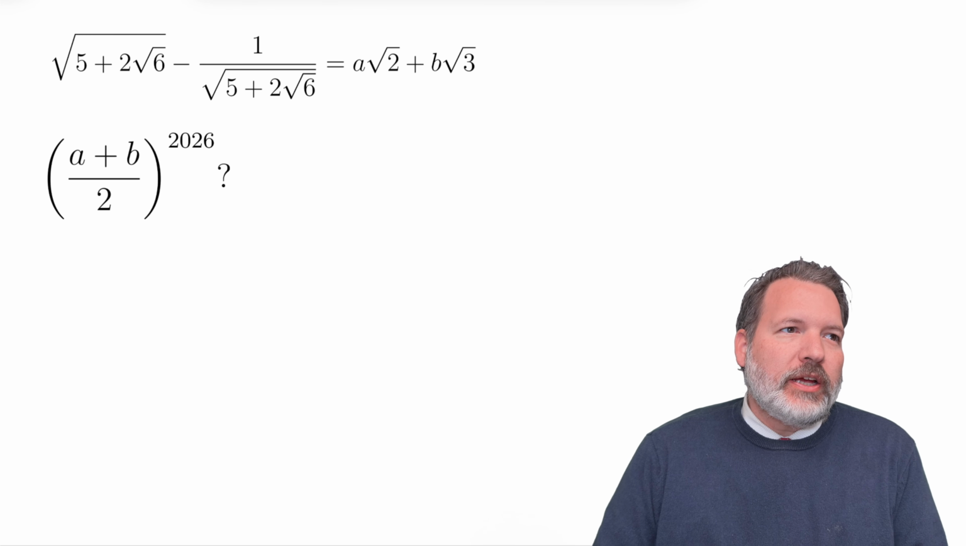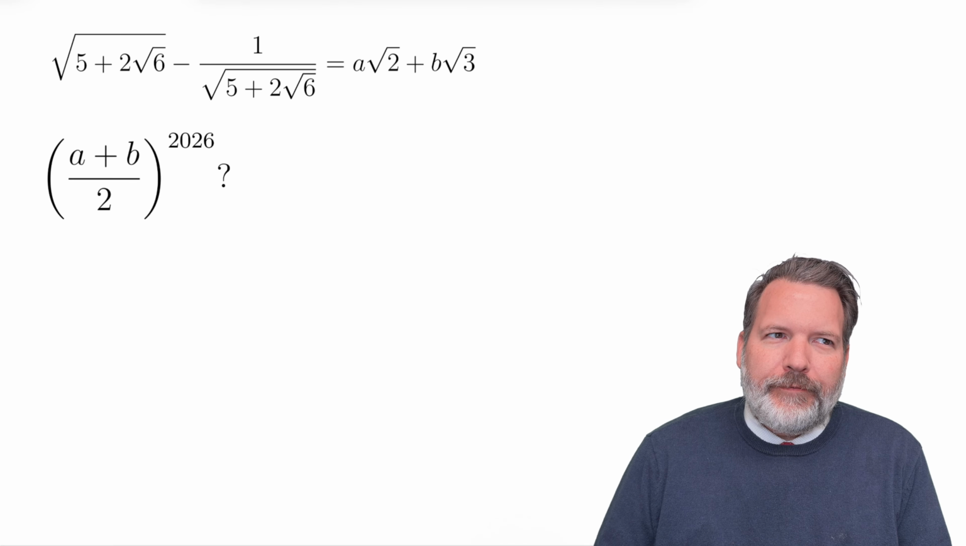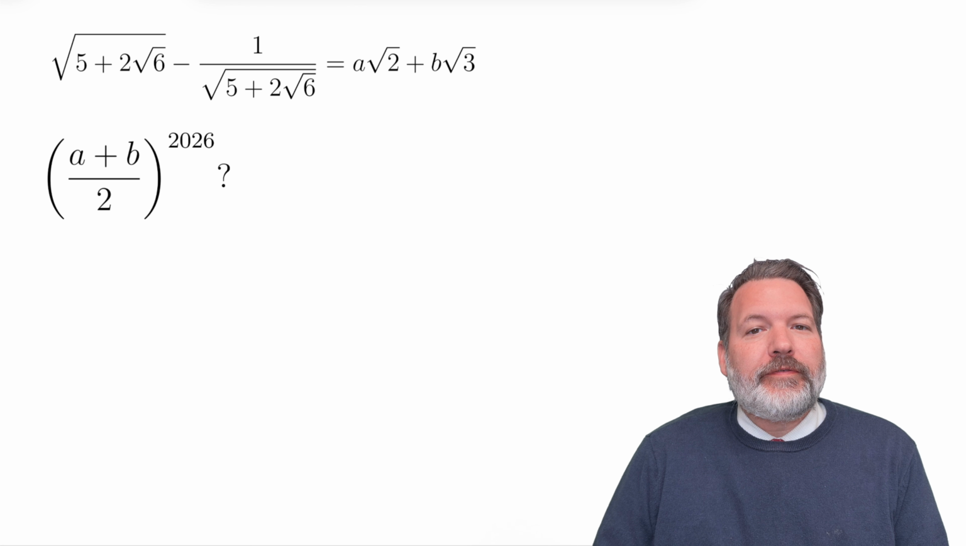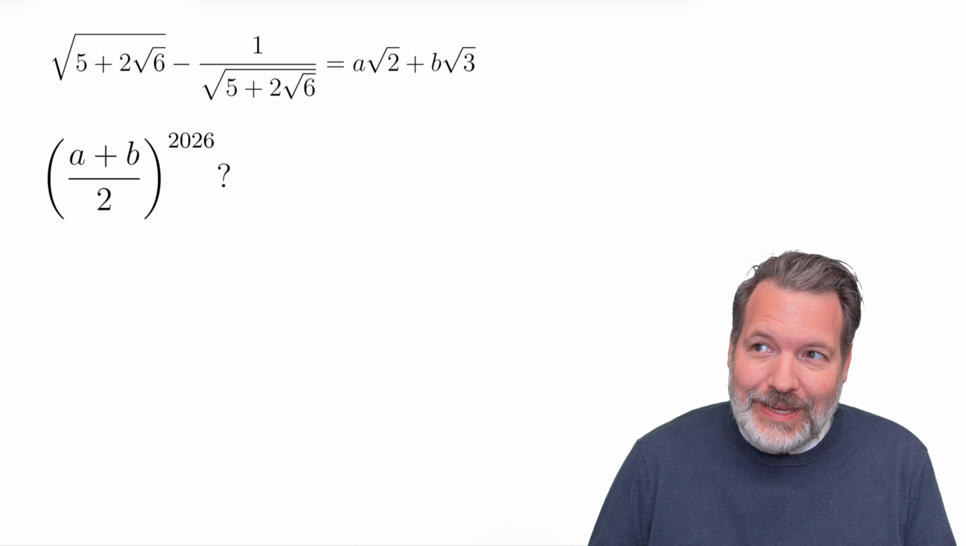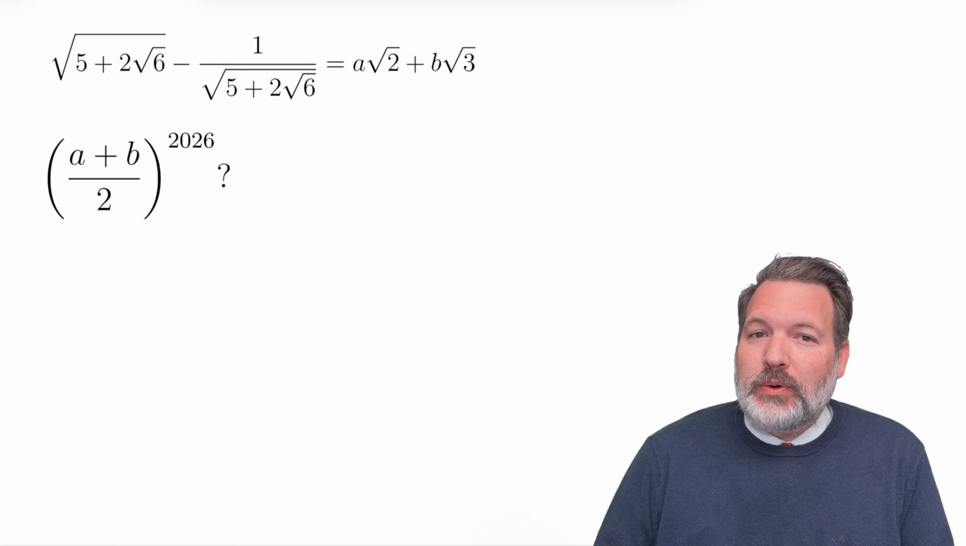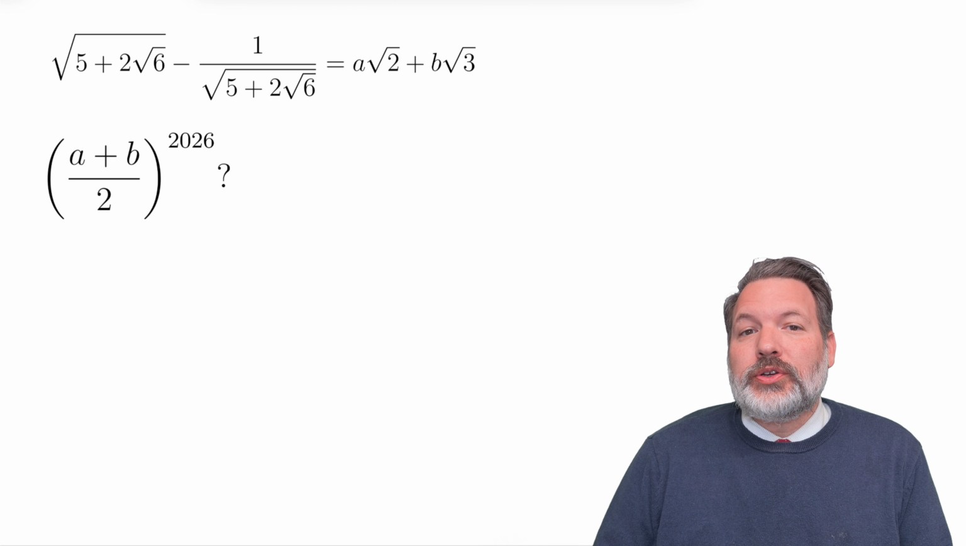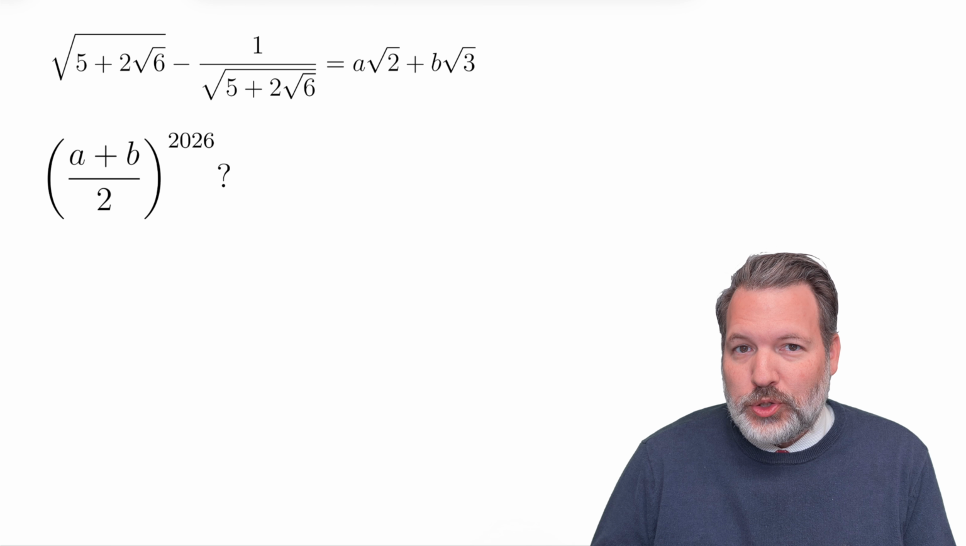If we have this relationship that the square root of 5 plus 2 root 6 minus 1 over the square root of 5 plus 2 root 6 is equal to a root 2 plus b root 3, then what must be true about a plus b over 2 raised to the 2026 power?